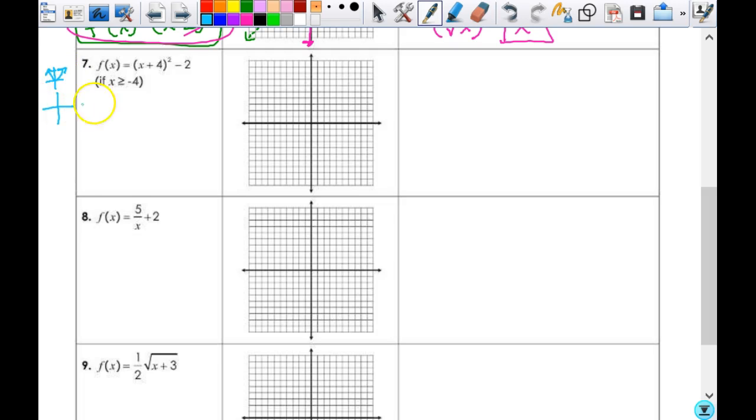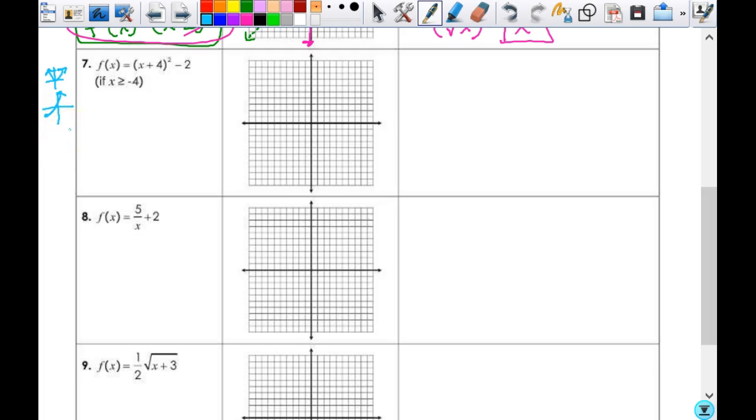So we basically just take this, and we're going to go to the left 4 and down 2. That's where my vertex would be. And so this is -4 and -2, right? And so this is the vertex. I just get half of the parabola like that. That's why x has to be greater than or equal to -4.